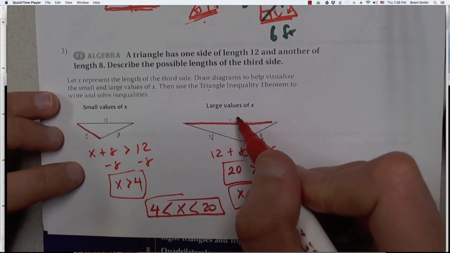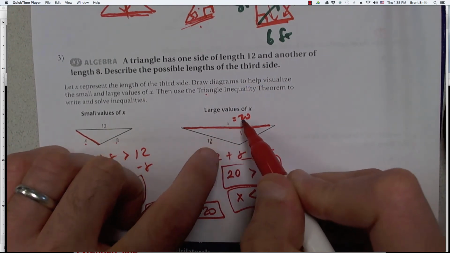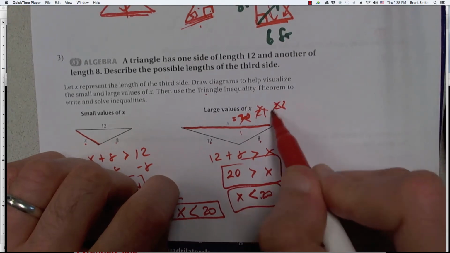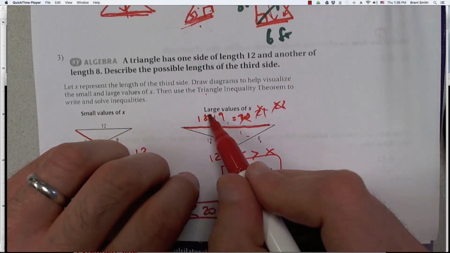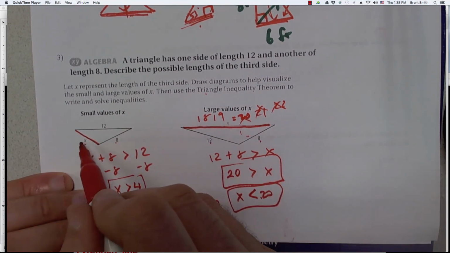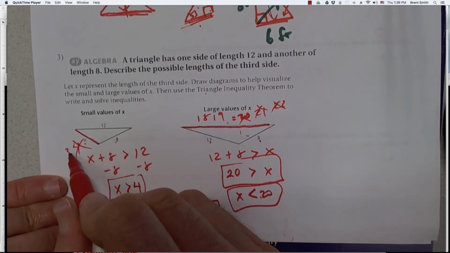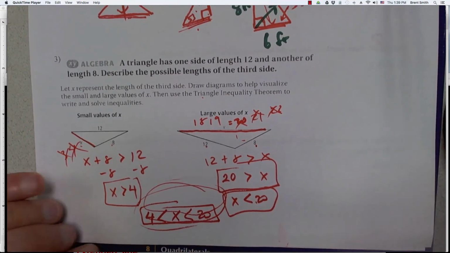So we can see that if x was exactly 20, that wouldn't work, because again 12 and 8 would just make a straight line. 21 would not work, it'd be too big. 22 would not work, but anything less than 20, so like 19, this makes a triangle. 18, this works. All the way down, it works, all the way down to 4. And again, 4 doesn't work because this wouldn't make a triangle. 3, and so on and so forth. So anything between 4 and 20, not including 4 and 20, will work.